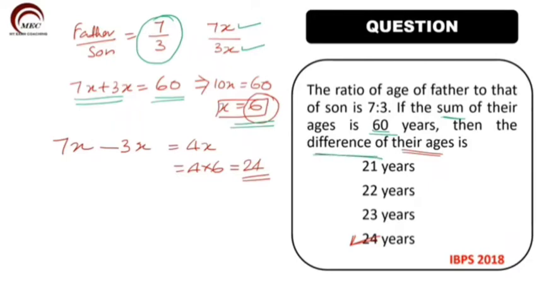So difference is what? One person's age is 7x, second person's age is 3x. So their difference will be 7x minus 3x is equal to 4x. So this 4x is equal to what? We got x is equal to 6. So 4x will be equal to 4 into 6, which is 24. So accordingly, we mark the correct answer as 24.